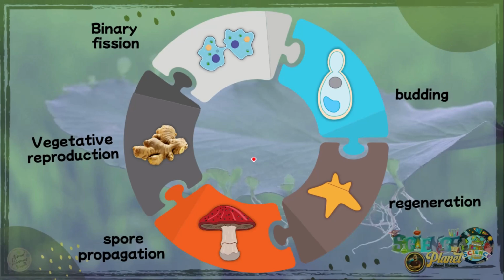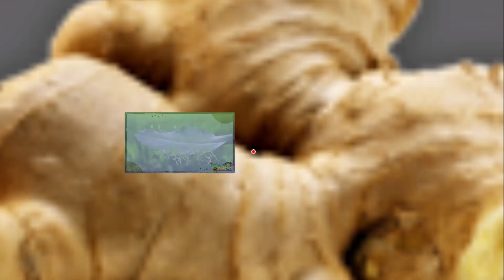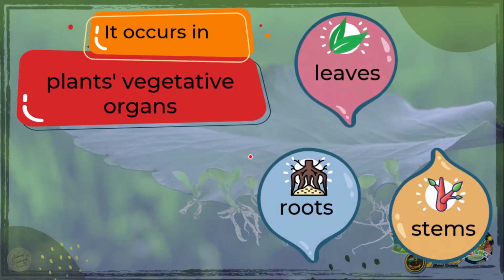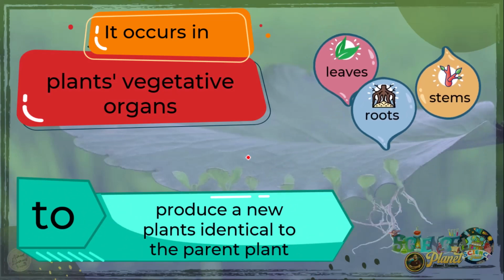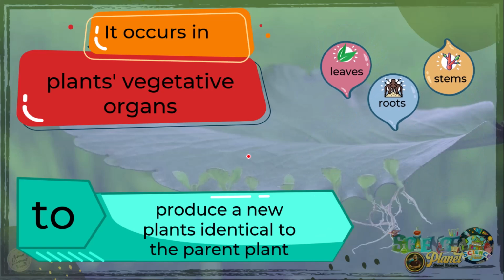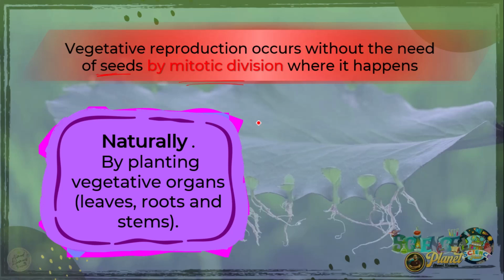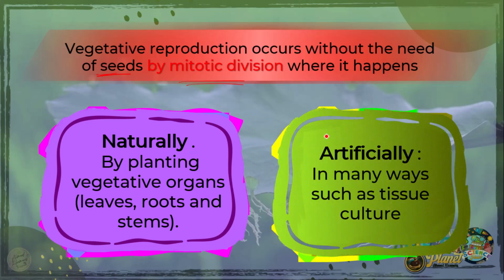The final example is vegetative reproduction, and it occurs in plant vegetative organs like leaves, roots, and stem, and it produces a new identical plant from the parent plant. Vegetative reproduction happens without the need for any seed because it happens by mitotic division, and it can occur naturally by planting vegetative organs, leaves or root or stem, in the soil, or artificially like tissue culture.